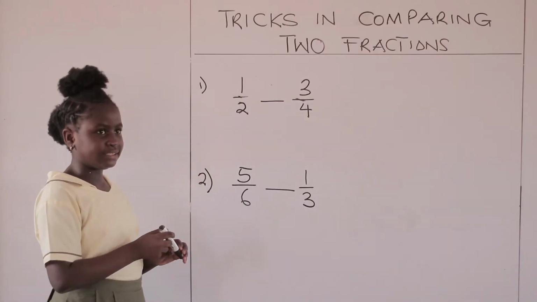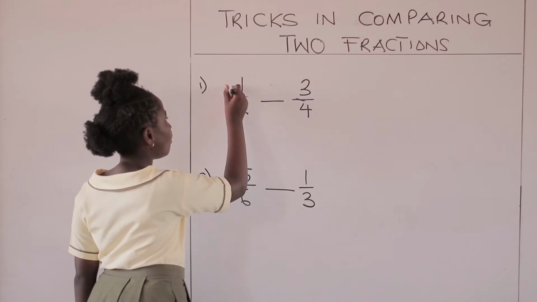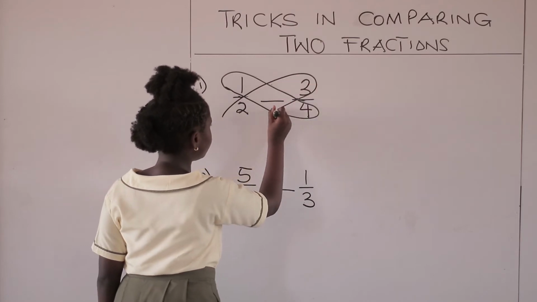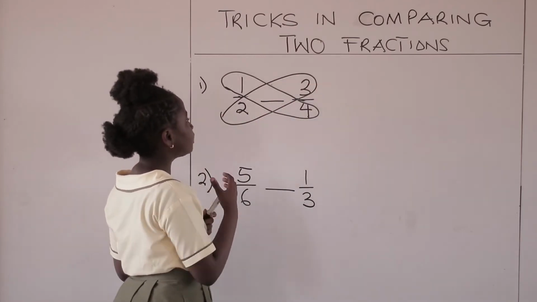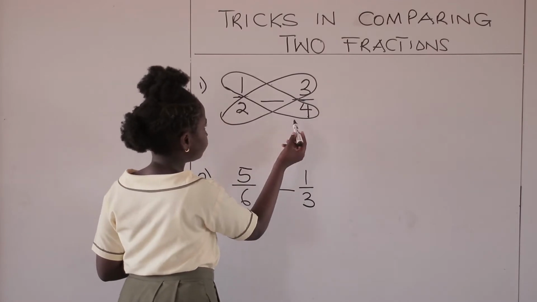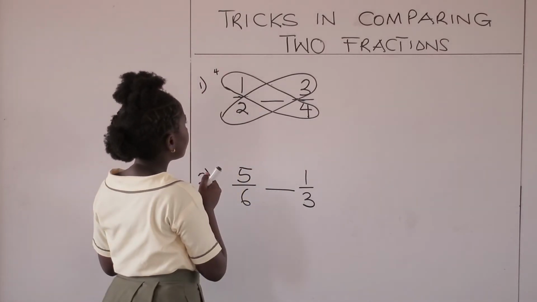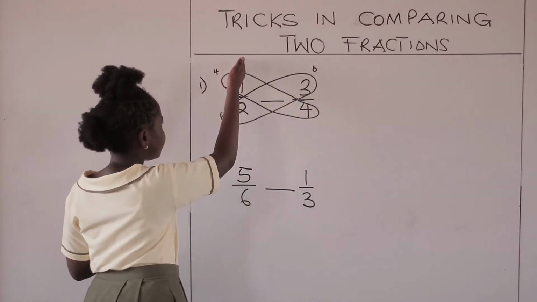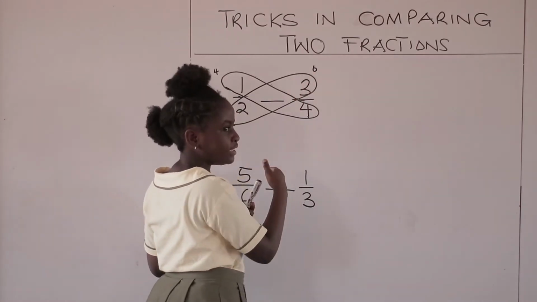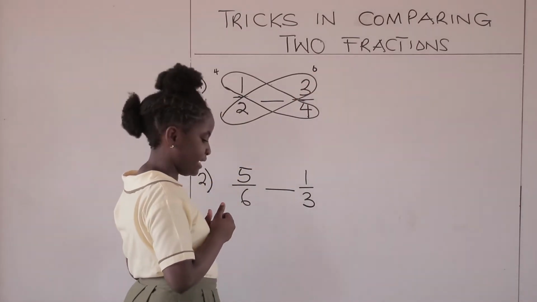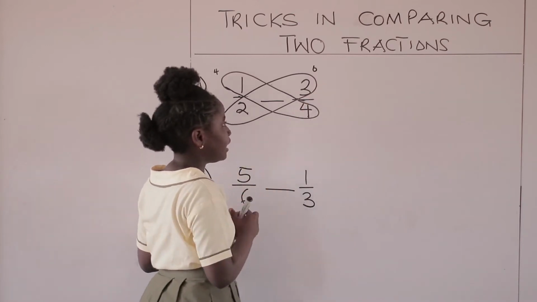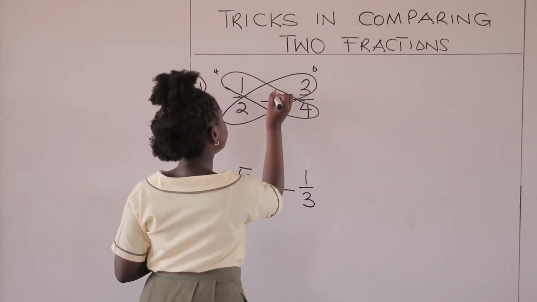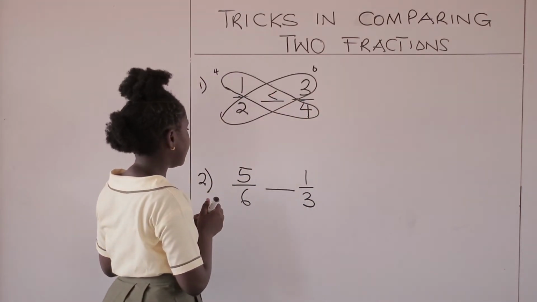Here are two examples. First, you pair 1 and 4. Then you pair 2 and 3. Then you multiply them. 1 times 4 is 4. And 2 times 3 is 6. 4 represents this fraction, and 6 represents this fraction. Which one is bigger? 6 is bigger. So 6 is representing 3 out of 4. So 3 out of 4 is bigger than 1 out of 2.